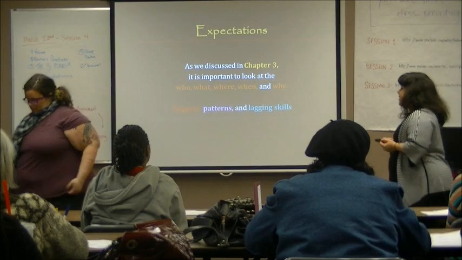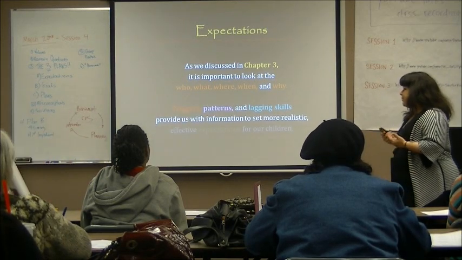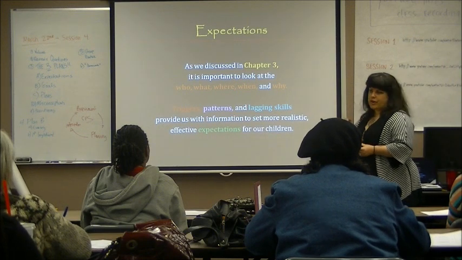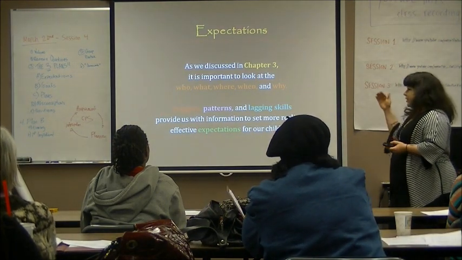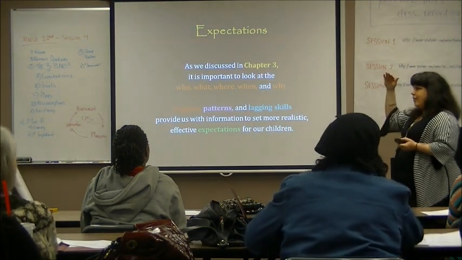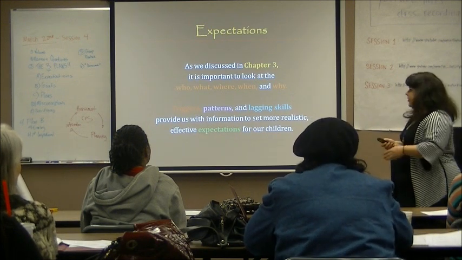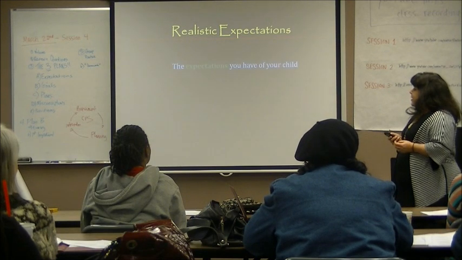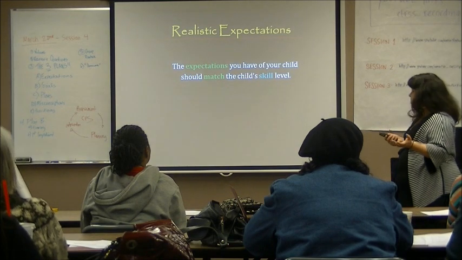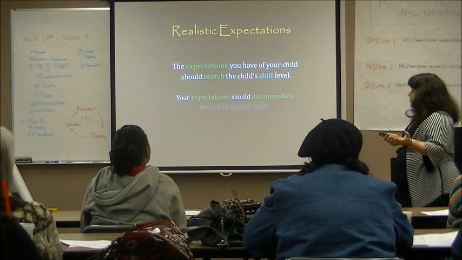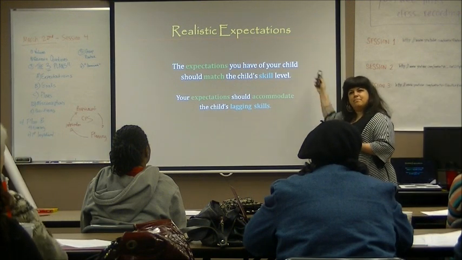Exactly. So this is about triggers, patterns, and lagging skills, which provide us with more information to set more realistic, effective expectations for our children. And we're going to do a whole activity about that today, where we're going to look at kids that we've figured out already have some lagging skills, and are these expectations realistic or not for them. So, the expectations you have of your child should match their skill level, okay? Can anybody think of an example, does this resonate with anyone?